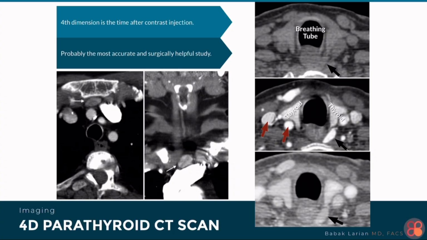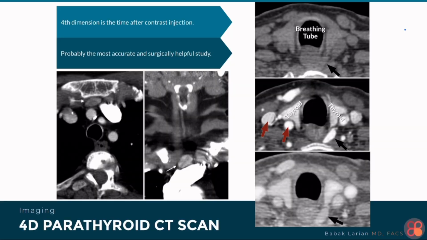I love the 4D parathyroid CT scan, right? And I have a relationship with my radiologist, so I can let them know to decrease the number of images so they can decrease the total radiation dose to something that's more acceptable for me, right? And this scan is amazing. So in this image, which is a cross section right here, you can see the breathing tube, which is the dark circular structure, right? The thyroid is here going around it, right? And this is the esophagus, right?